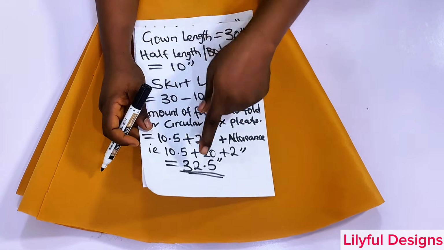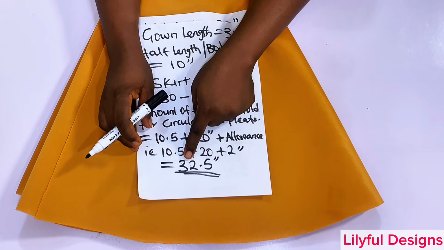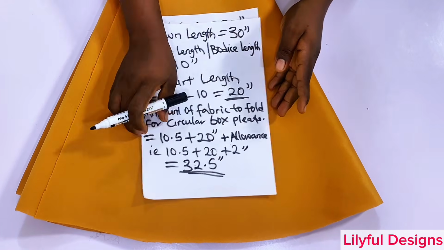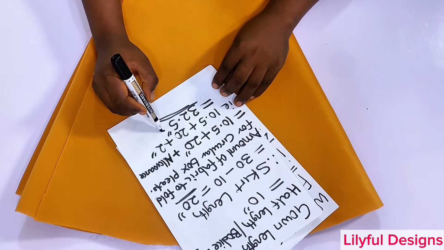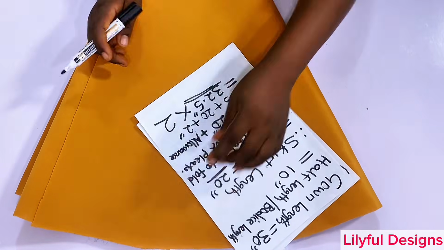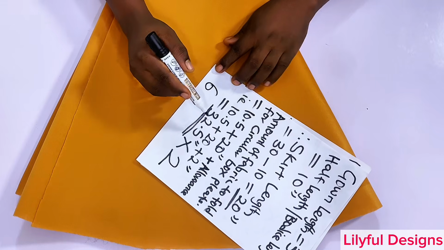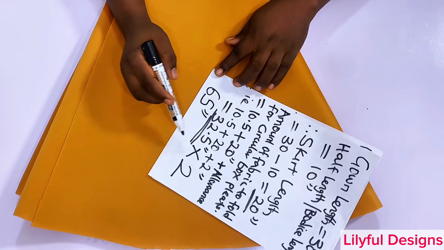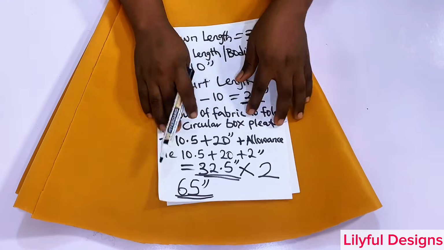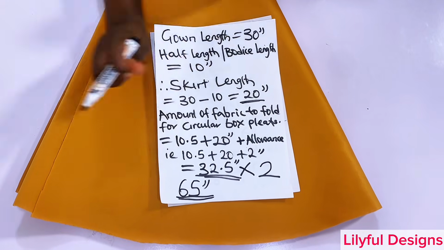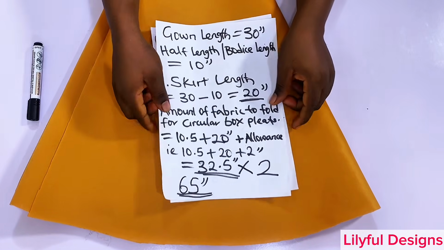And since mine is a circular one, which will just give me a fuller bust pleat, I will multiply that 32.5 by 2 and I'll have 65 inches. I am using a fabric that the length is 60 inches. So there's no way I could get this 65 inches lengthwise. I could only get it widthwise, which is the yardage.